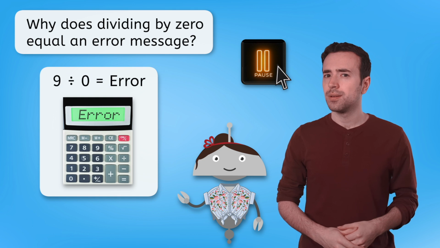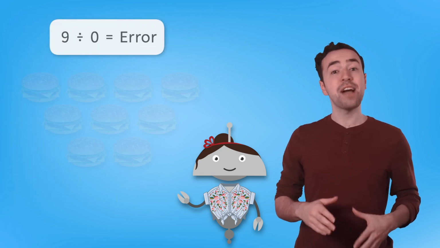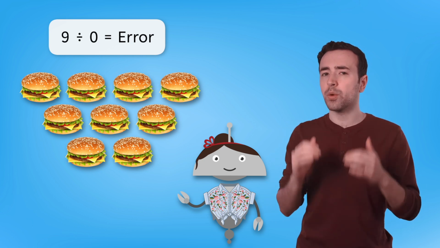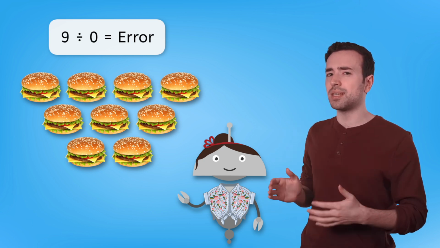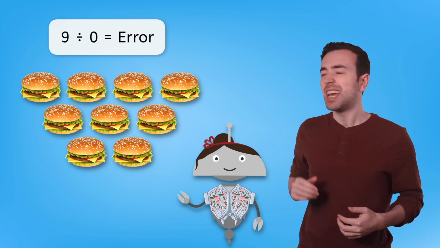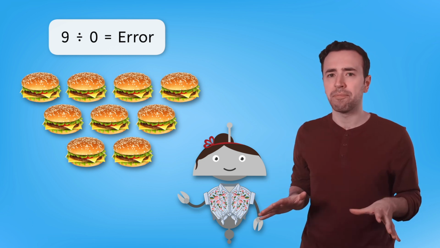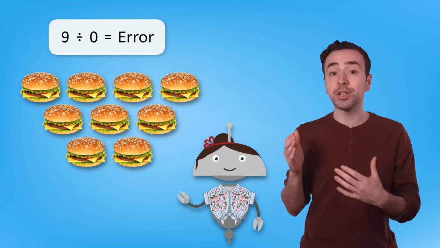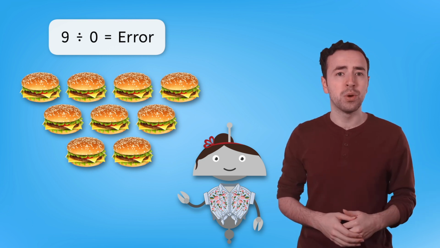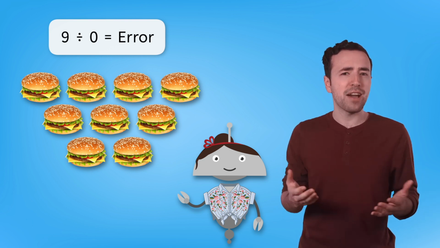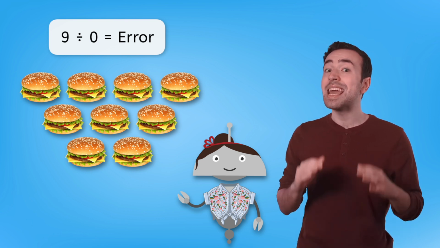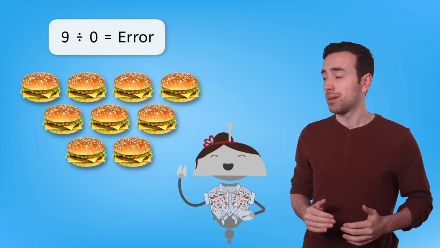Having 9 burgers and dividing them into 0 groups is the same as saying, take 9 burgers and divide them into nothing. Well, that's just not possible. If there aren't any groups to divide the amount into, then those 9 burgers have nowhere to go. Dividing by 0 is mathematically impossible.